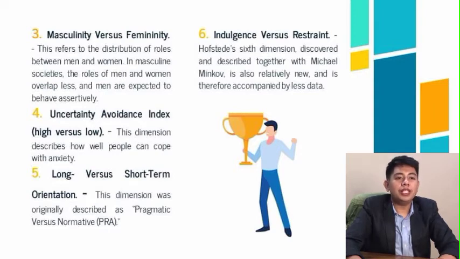And the last one is indulgence versus restraint. This was discovered and described together with Michael Minkov. It is also relatively new and therefore accompanied by less data. According to the model, Eastern European countries, including Russia, have a low indulgence score. Hofstede argues that these countries are characterized by a restrained culture with a tendency toward pessimism.